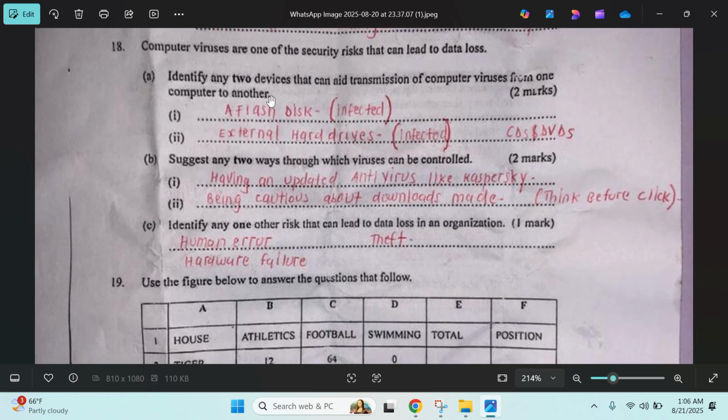Part A, identify any two devices that can aid transmission of computer viruses from one computer to another. Some of the devices that can aid transmission of viruses from one computer to another: the first one is a flash disk. Actually, it's the device that transfers the most computer viruses.